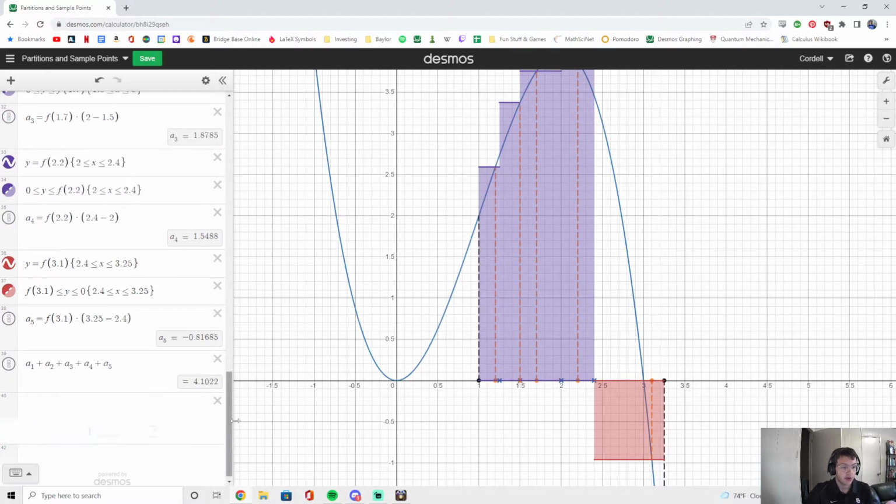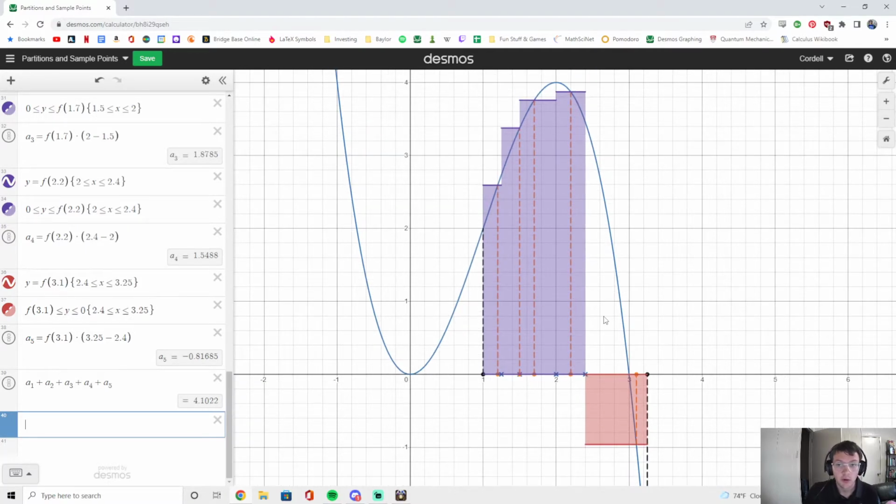Okay, that is how partitions and sample points work. What we're doing here is called the definite integral. The definite integral is just the area under the curve.